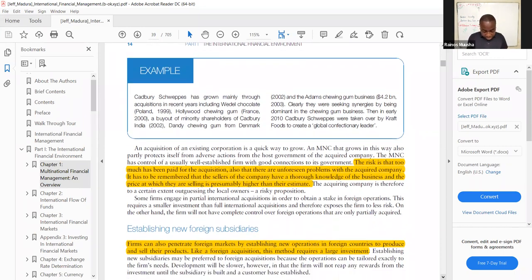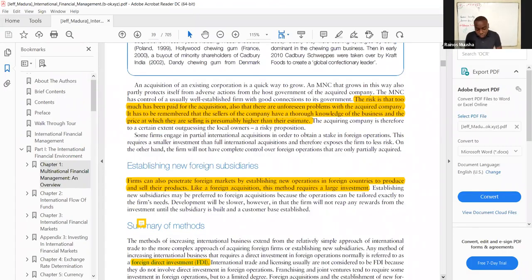The next one is establishing new foreign subsidiaries. Here, the firm can penetrate foreign markets by establishing new operations in foreign countries to produce and sell their products. Like a foreign acquisition, this method requires a large investment. For example, a South African company wants to have a footprint in Botswana, so it goes into Botswana and starts establishing the subsidiary from scratch. They have to get the building, look for the labor, look for everything so that they are able to start operations.